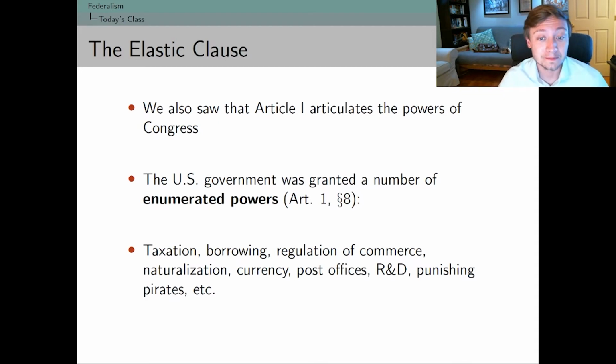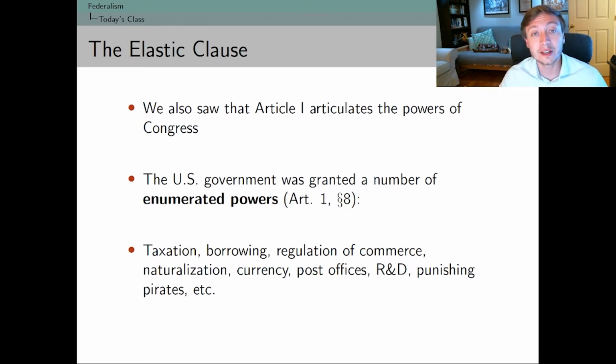In Article 1, Section 8 of the Constitution, we know that the U.S. government is granted these enumerated powers. If you go to Article 1, Section 8 and read it, it's essentially just a list. It's actually a fairly short list of things that Congress is expressly granted permission to do.